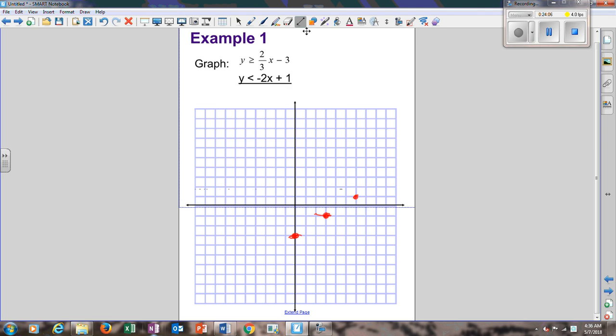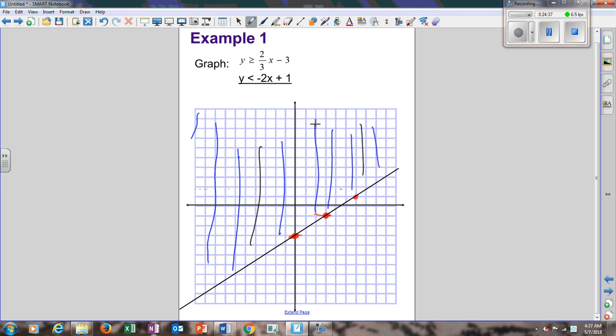This is going to be uncooperative. Okay, so then this is greater than, which means you're going to shade above this line. I don't know why this is switching colors on me, but now's not the time to switch colors.